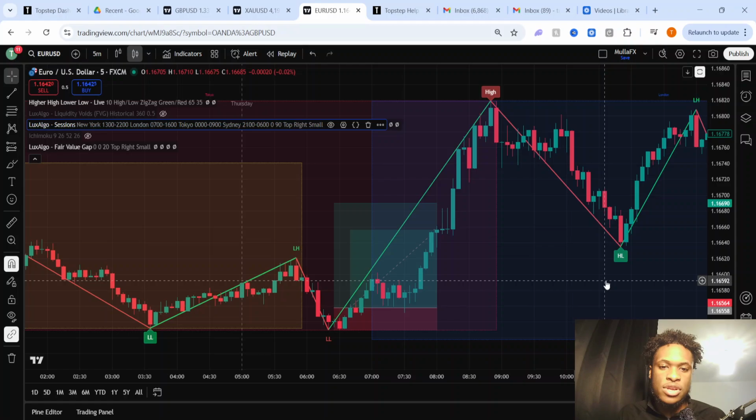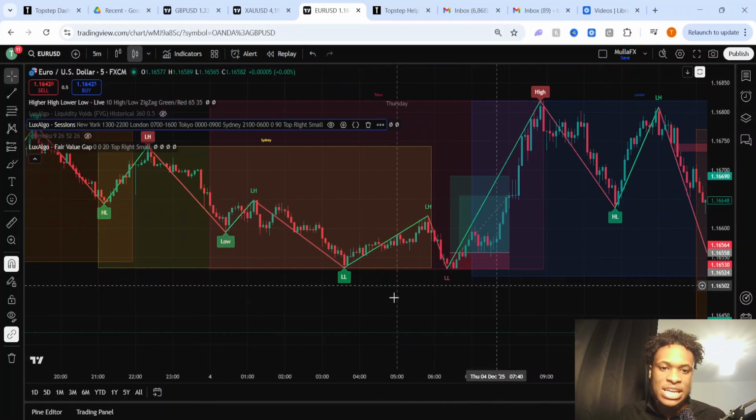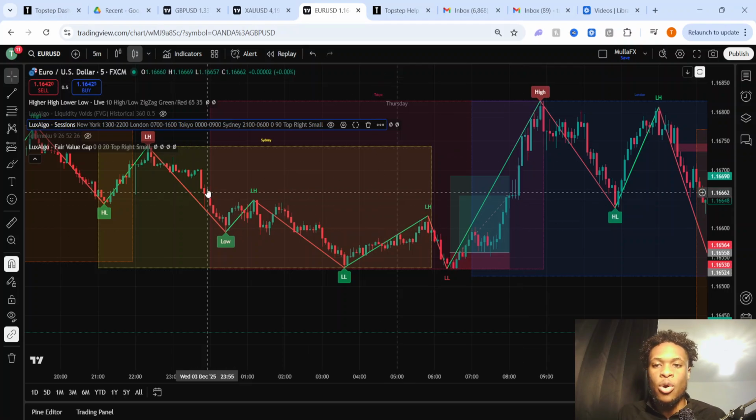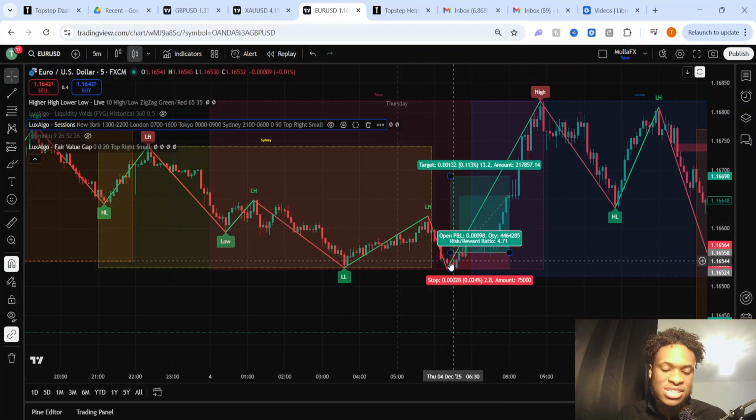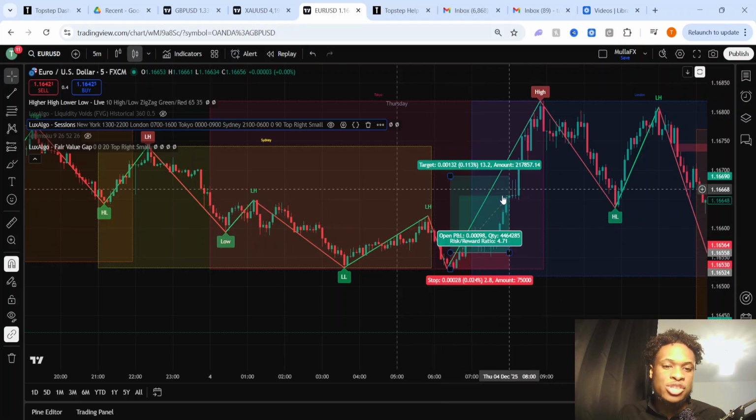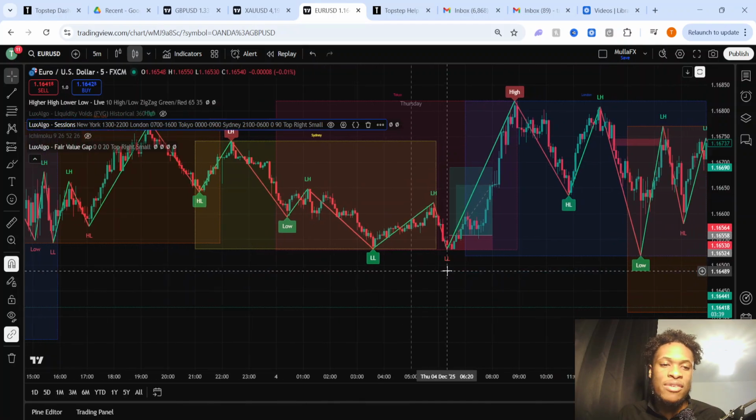Then we have the Euro USD as well, as you can see, Tokyo session. So that's what I was talking about. When it comes to the beginning of Tokyo session, it tends to dump, and then towards the end of Tokyo session / London session, that's when it starts going up. And I learned that very, very quickly.